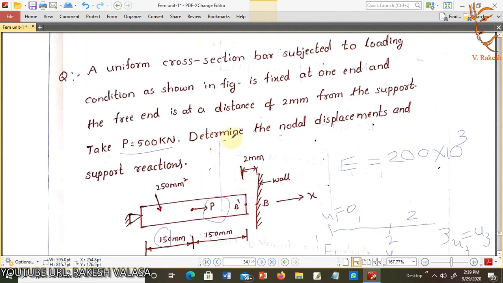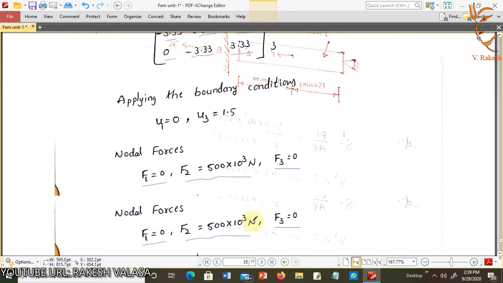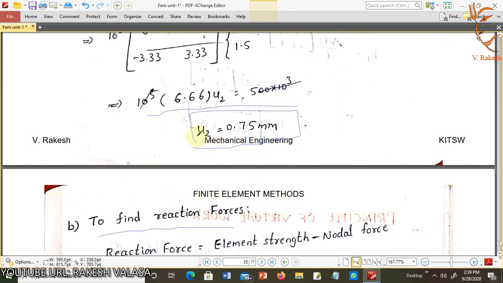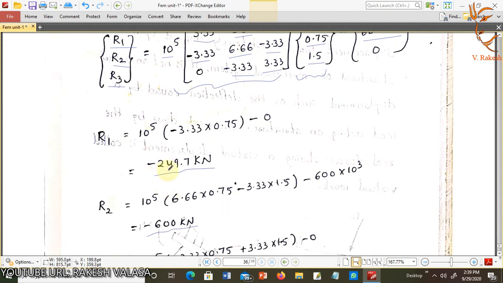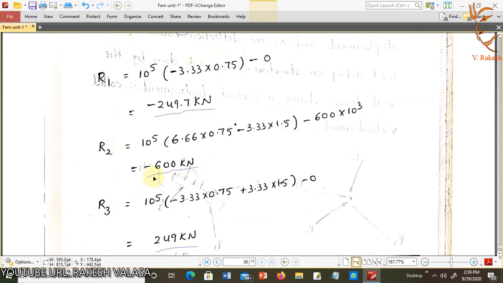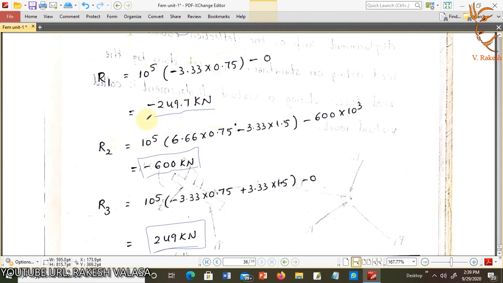In the given question, determine the nodal displacements, that is U1 equals 0, U2 equals 0.75, U3 equal to 1.5. Second question is reaction forces. R1 equal to minus 249.7 kilonewtons, R2 equal to minus 600 kilonewtons, R3 equal to 249 kilonewtons. These are the final answers of the given question.